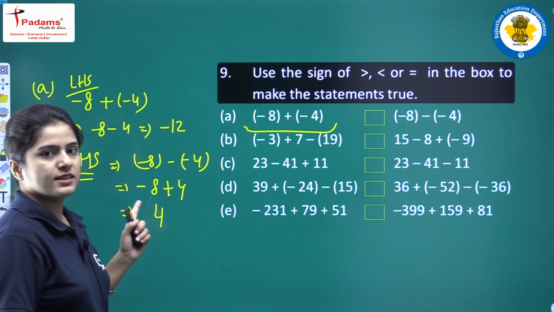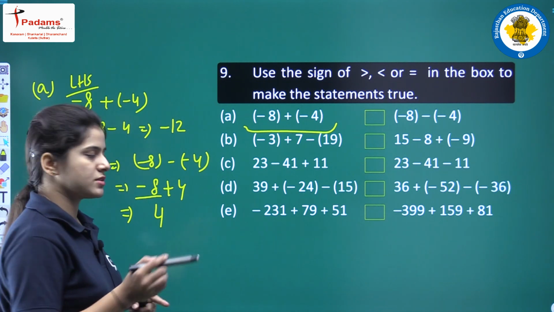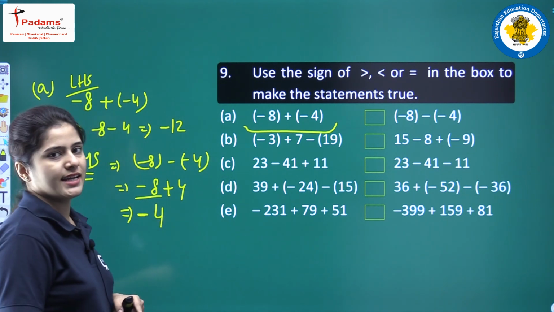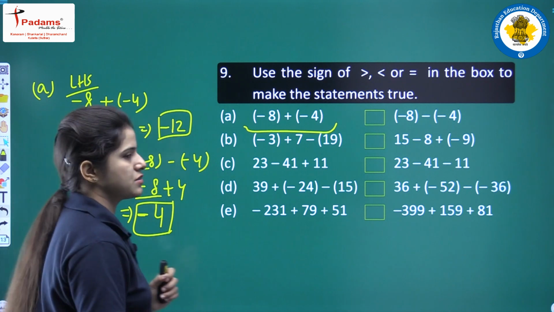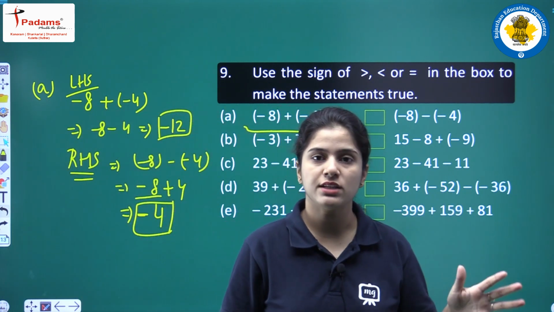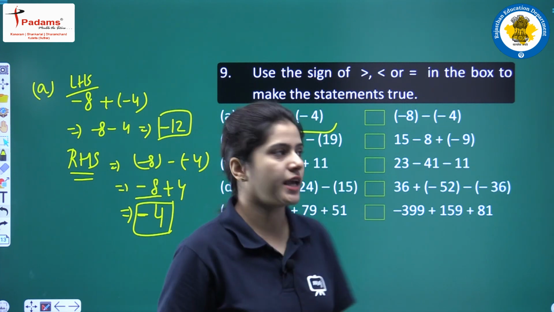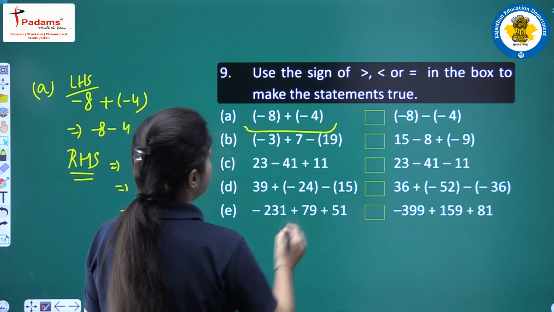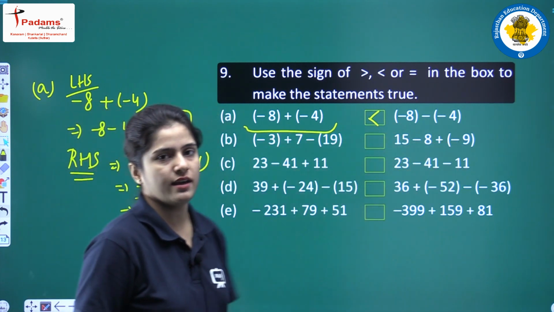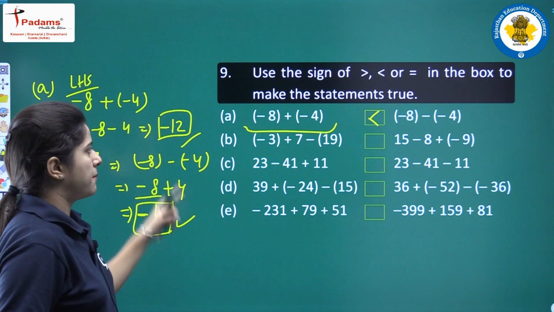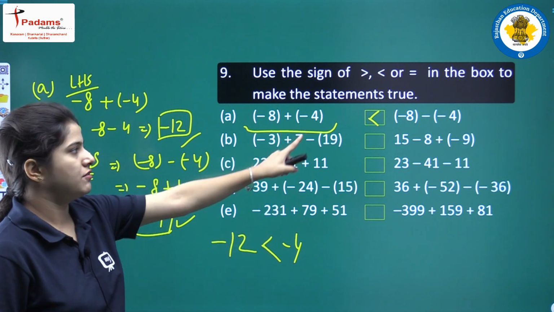Okay. So the minus sign is with the 8. 8 is the greater number. So the sign of the answer will also be negative. Okay. So the left hand side is minus 12, the right hand side is minus 4. The more negative the number is, the smaller the number is. Okay. So minus 4 is greater than minus 12. So the sign for this particular question is the sign with RHS. So this is smaller than that. Minus 12 is smaller than minus 4. This is the way of writing this.